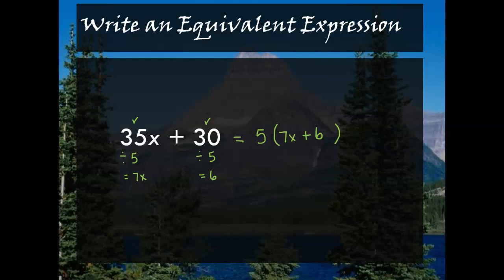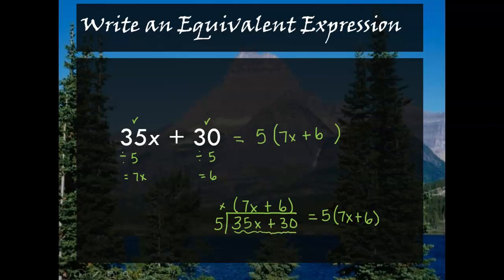You might choose to write this as a division problem. We could write 35x plus 30 inside a division bracket. We're going to divide both of them by 5, so that will be our divisor. Our quotient will be the contents of the parentheses, 7x plus 6. And we know that when we check a division problem, we multiply the divisor times the quotient, and we should get the dividend, or what was originally inside the division bracket. Whichever method works best for you is what you should use.